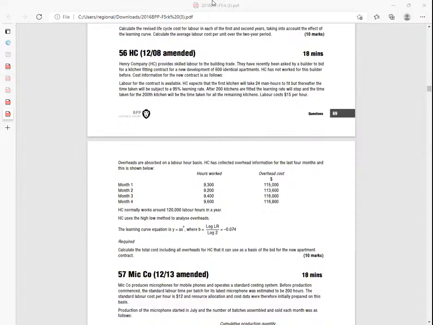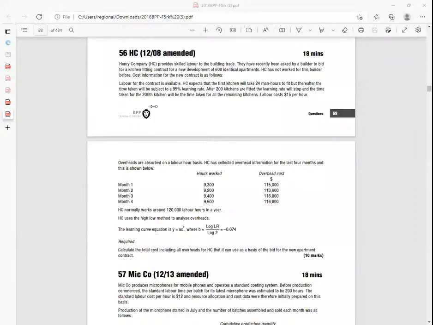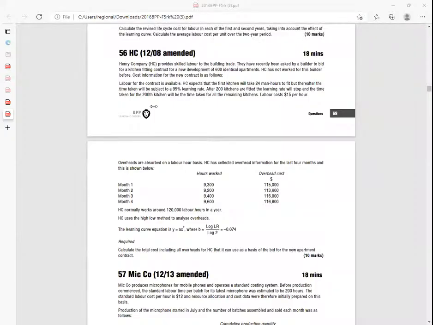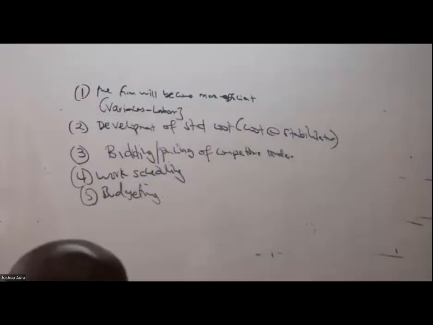So is there anybody who has been able to give us this labor cost? Anybody who has been able to get the labor cost? Perhaps we could do it together. So you see, let's do it together. You see what they have done?